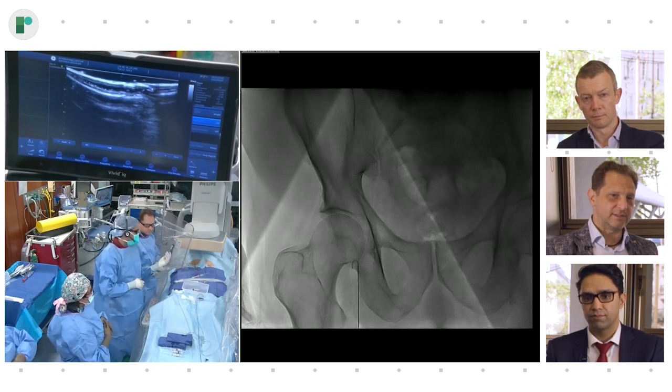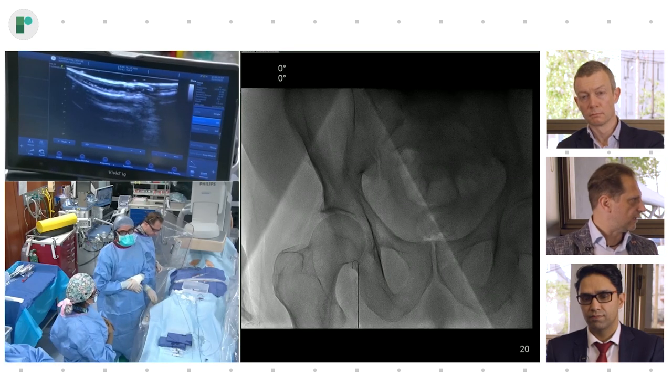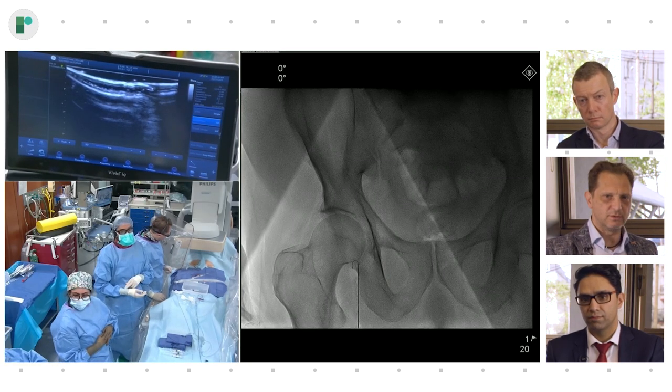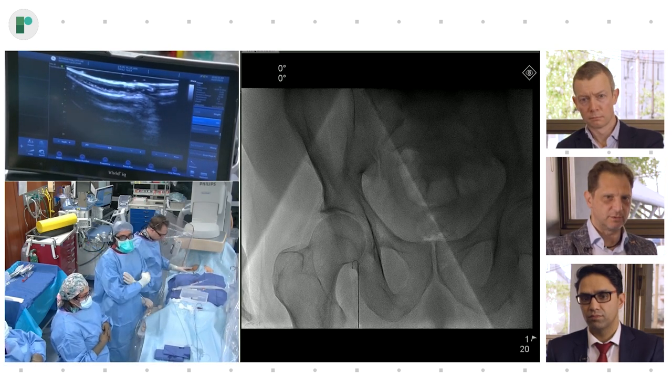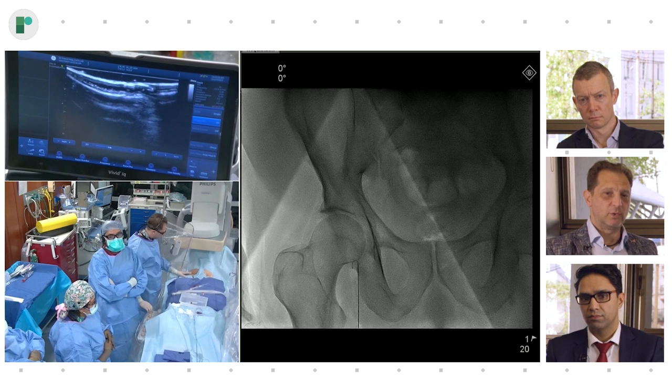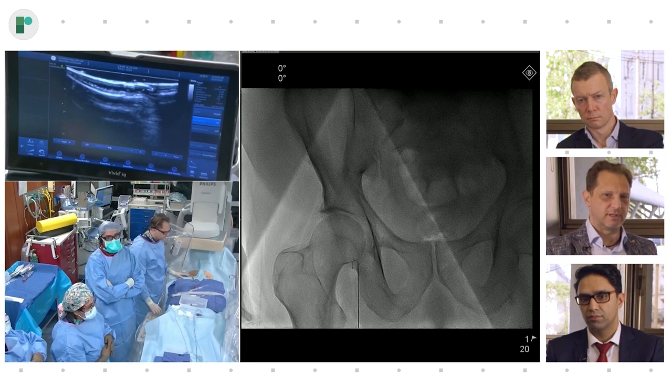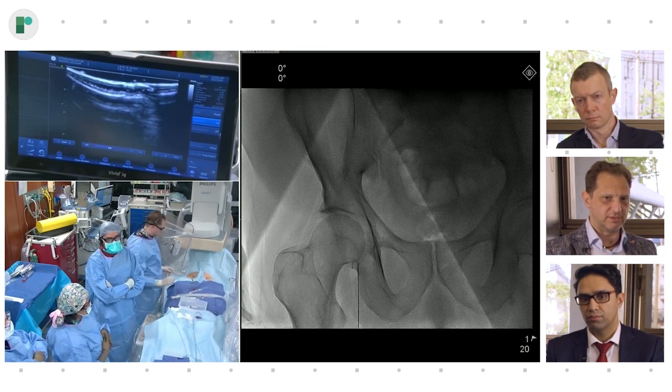This is the access. I'm sure you do more radial, I guess, in Europe. We typically do a good amount of femoral cases, but when we do, obviously, very careful access, which is ultrasound guided as well as with the angiographic landmarks of the femoral head, as you see here.